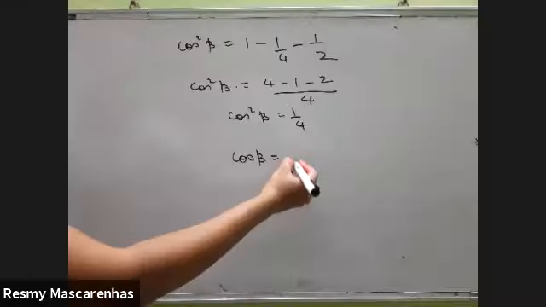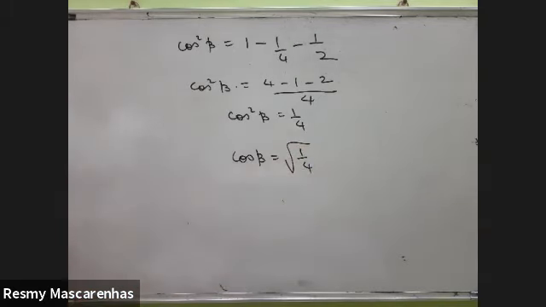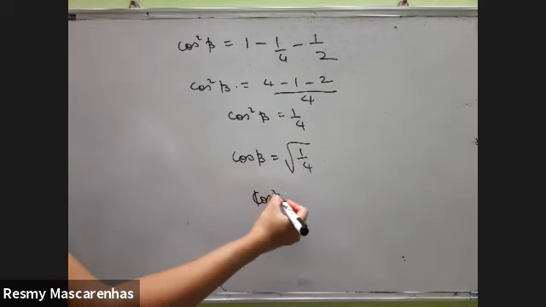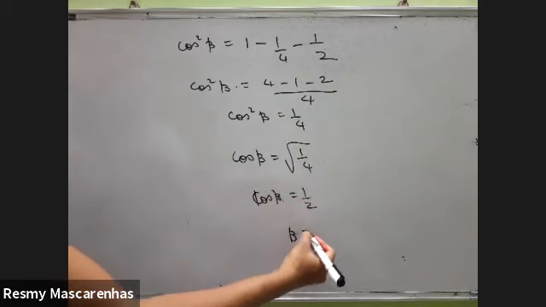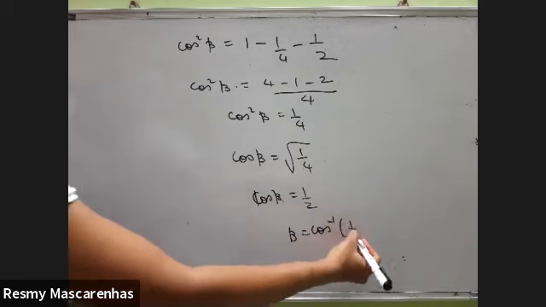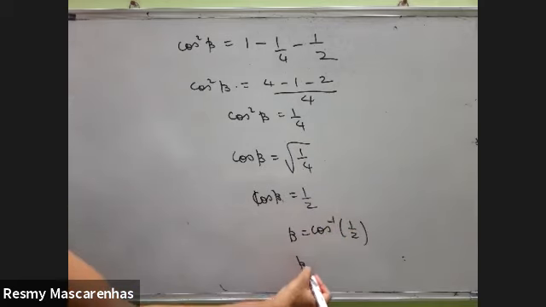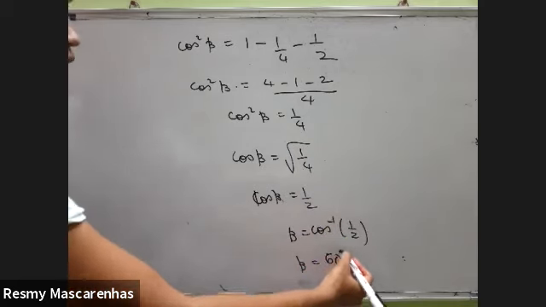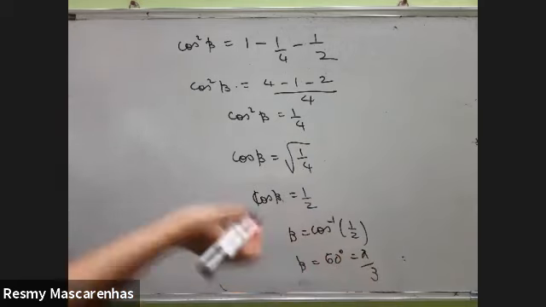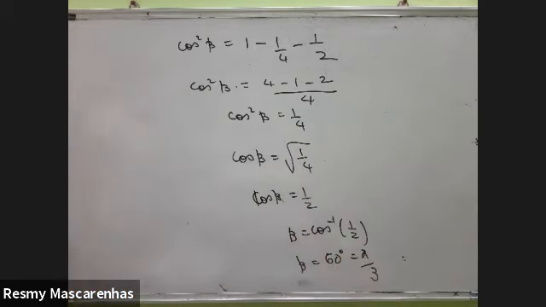Cos beta is 1 by 2, so I want the angle now. That will be 1 by 2. So beta is nothing but cos inverse of half. So that is 60 degrees. This will be your angle.